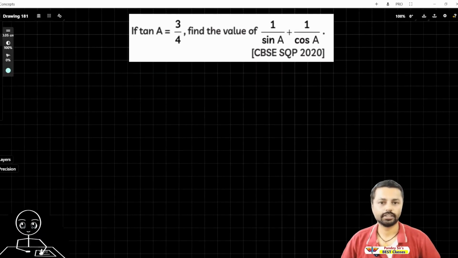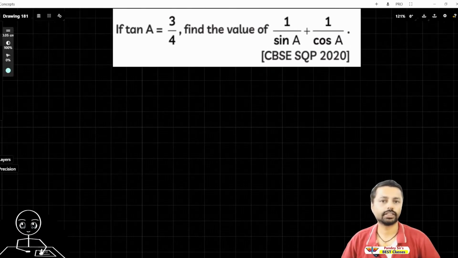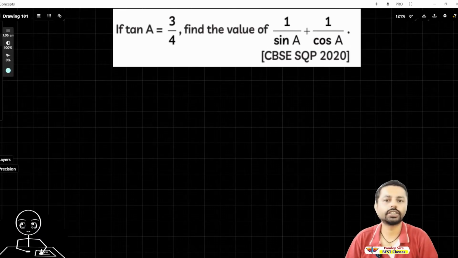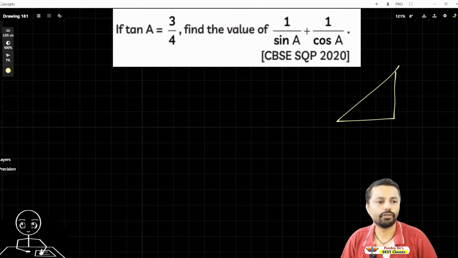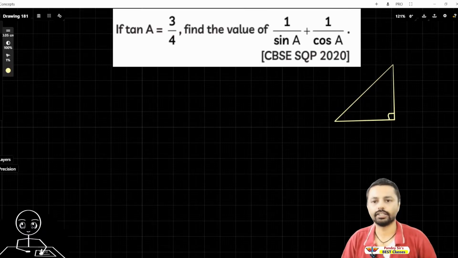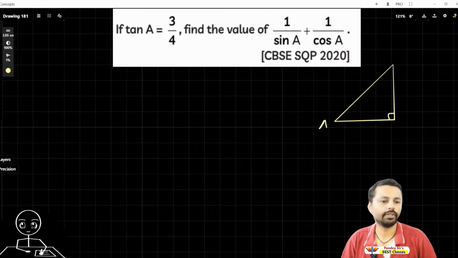Now tell me one thing. If you actually have to solve this question in exam, what you'll first start with? First, you must draw the triangle. Every time in the exam, if you see this question, draw a right angle triangle. Okay, name it A, B, C.